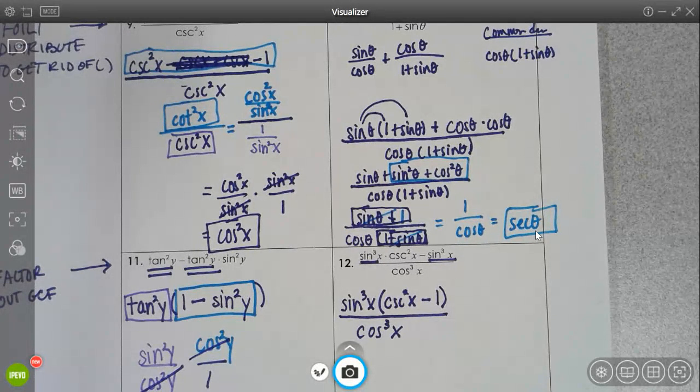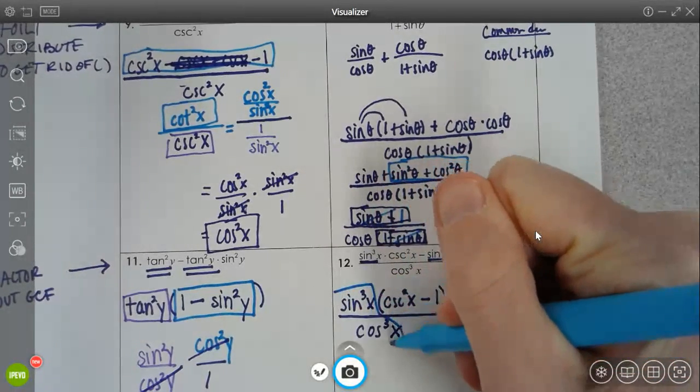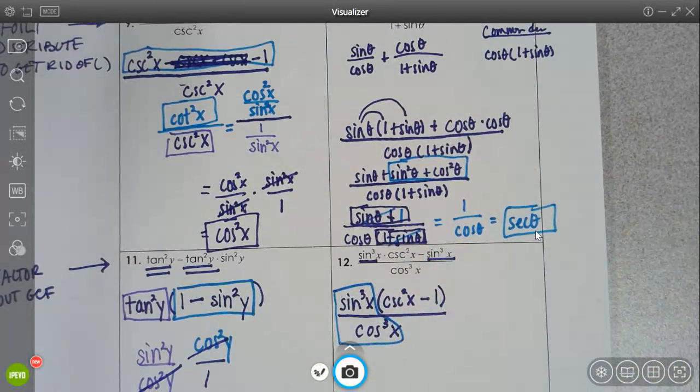Now, what I want you to notice here is that I've basically now created a product in that numerator. And when you have a product in your numerator, you can shift around that denominator and match it up with either piece. So what I'm going to do is match these guys up here. And using my quotient identities, I know that sine cubed x over cosine cubed x is going to become tan cubed x.